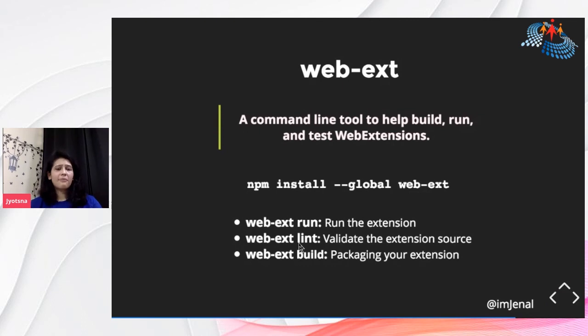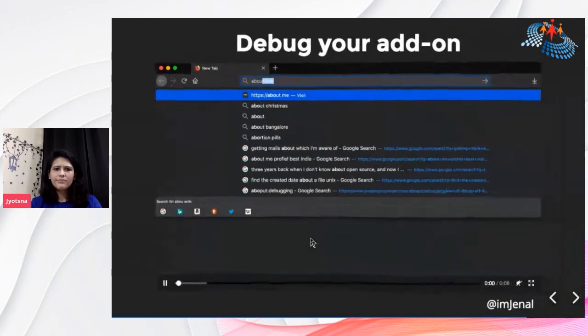And that was for the beginners. Basically, if you're a beginner, I'd prefer you to do that. But if you're a hardcore developer and don't like UI much, you can go with the command line tool, which is web-ext. You can install that and it will help you to build, run and test the WebExtensions API. These are very straightforward command line commands: web-ext run, web-ext lint, or build. So you can try it out as well if you don't like the UI feature.